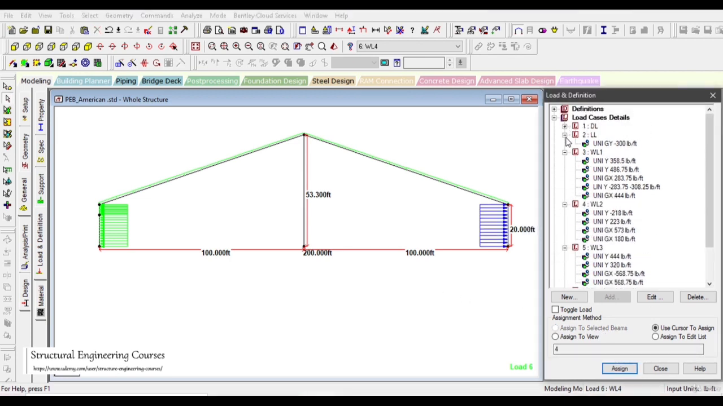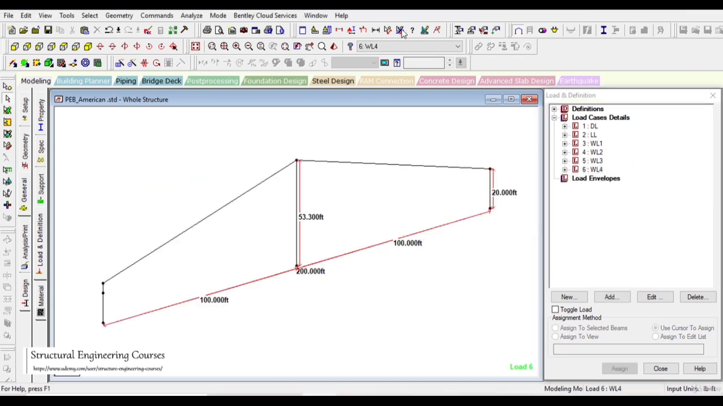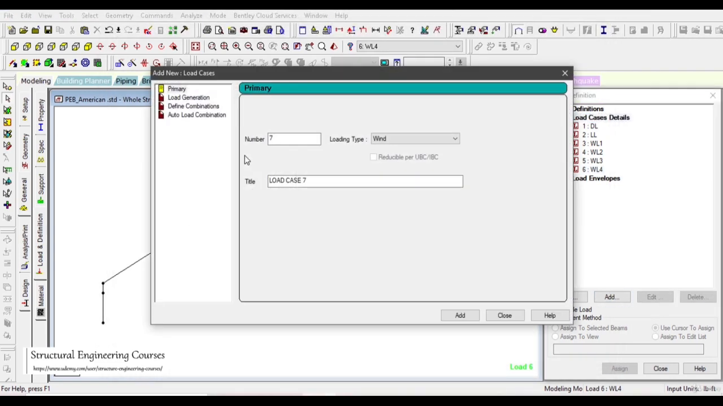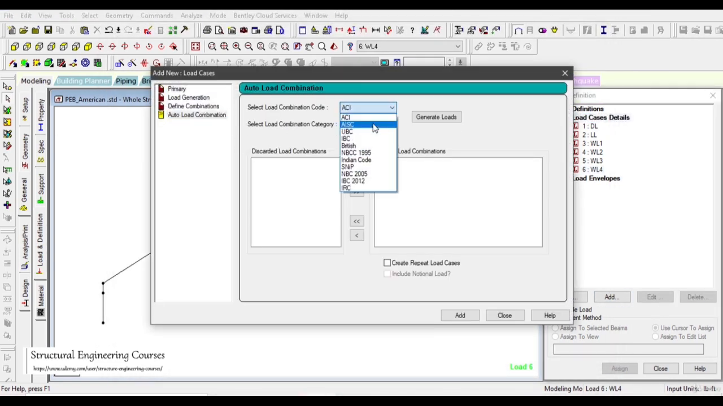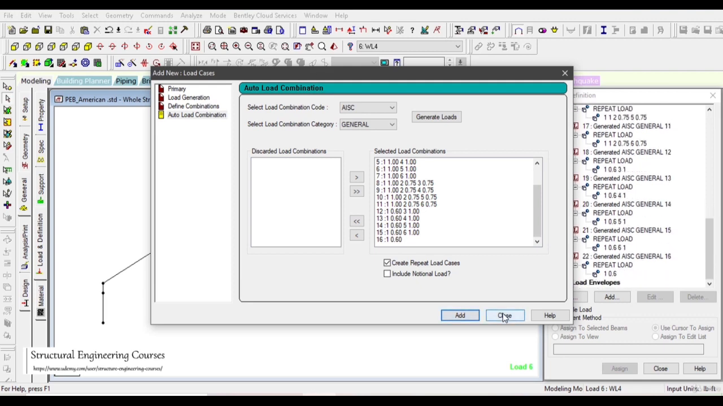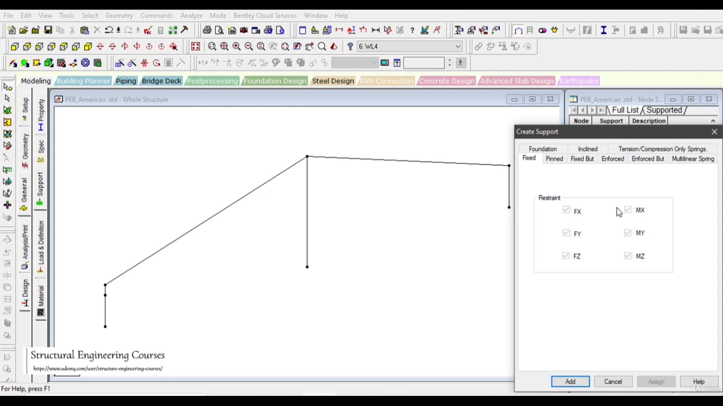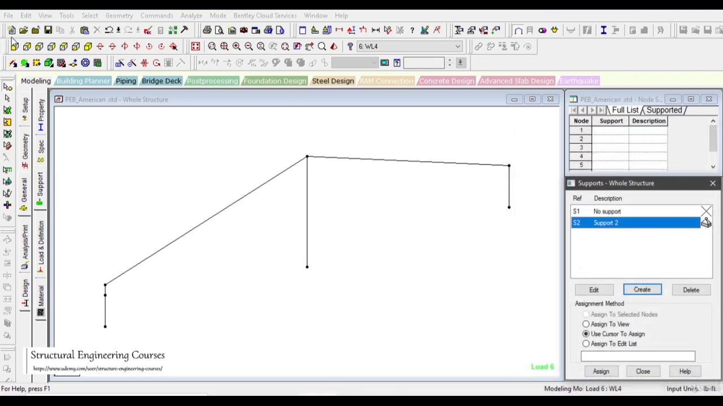So now the dead loads, live loads and wind loadings are applied for this particular portal arrangement here. After that, we can go to this auto load combinations, AISC, general and generate loads. So now we have generated loads as per the American standards. If required, we can go for this repeat load case option also. And here we can left click on support, create, append and left click on add here.